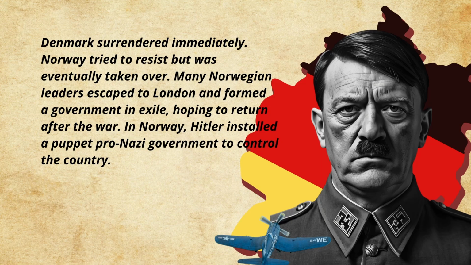Many Norwegian leaders escaped to London and formed a government in exile, hoping to return after the war. In Norway, Hitler installed a puppet pro-Nazi government to control the country.